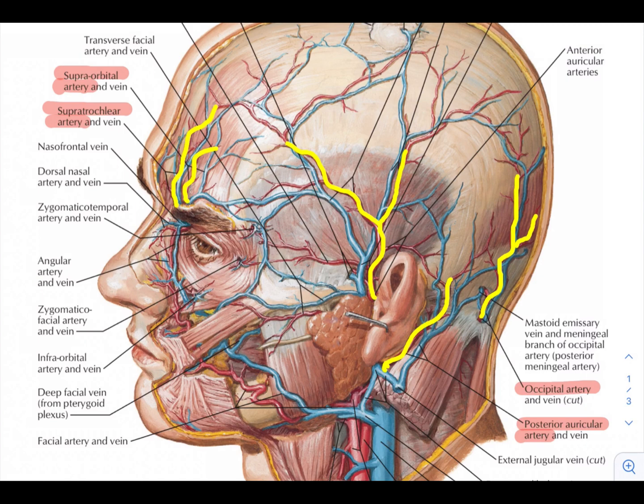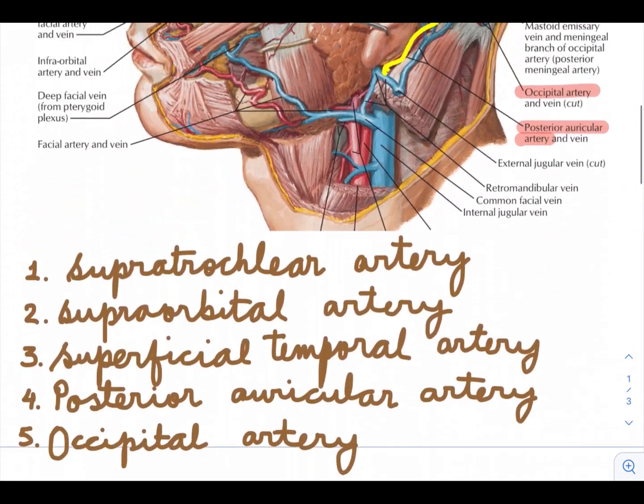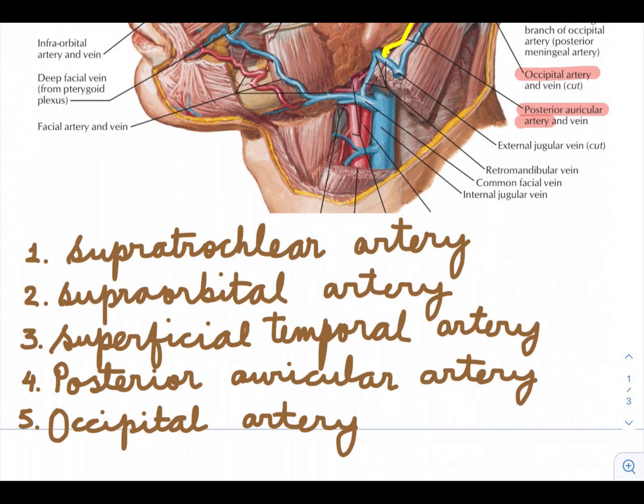All right, now this brings us to the end of this topic, the arterial supply of the scalp. We have summarized all these 5 different arteries supplying the scalp and explained their course and the area that they supply.